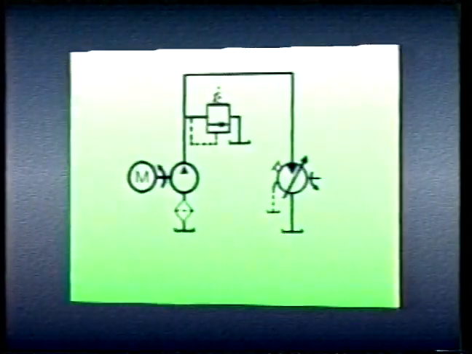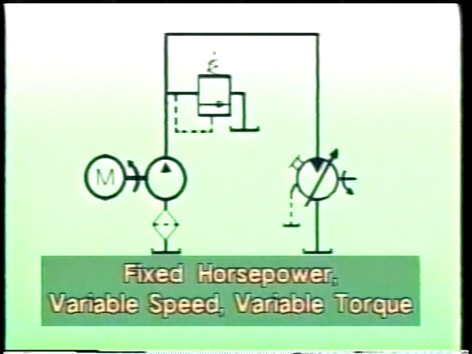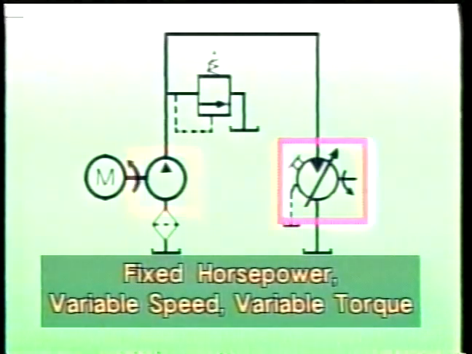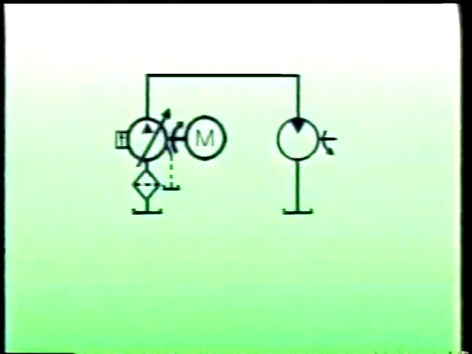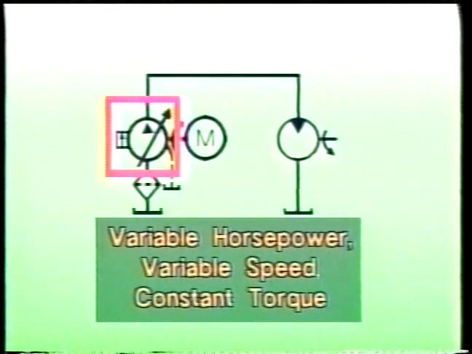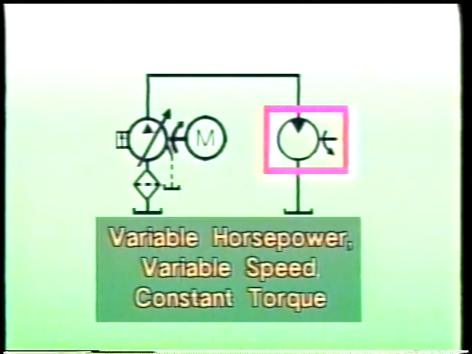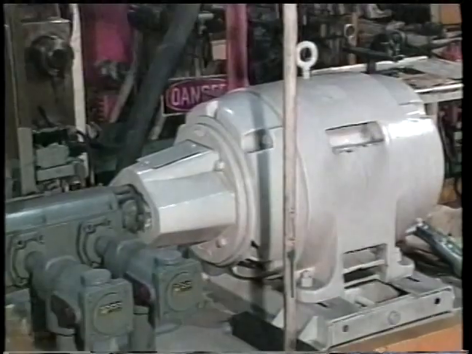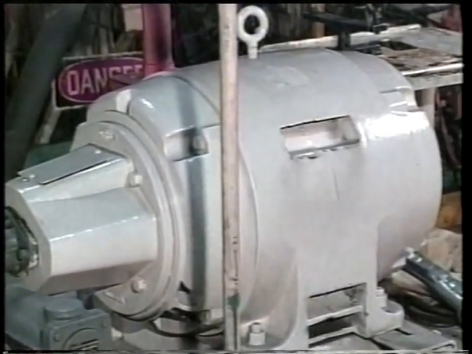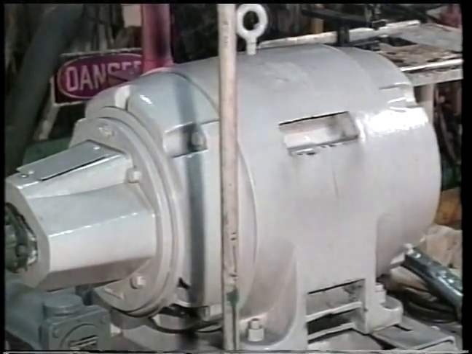Two other hydrostatic transmissions are common. One uses a constant displacement pump and a variable displacement motor. Since the pump produces all the power available to the system, the horsepower is fixed, but the speed and torque can be varied by the motor. The other transmission uses a variable displacement pump and a fixed displacement motor and produces variable horsepower, variable speed, and constant torque. In most industrial systems, the prime mover of hydraulic motors is usually another motor, an electric motor.